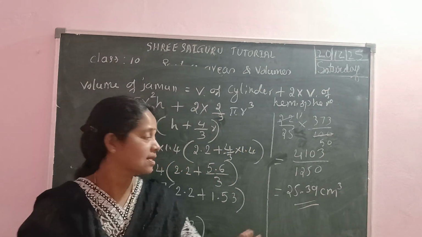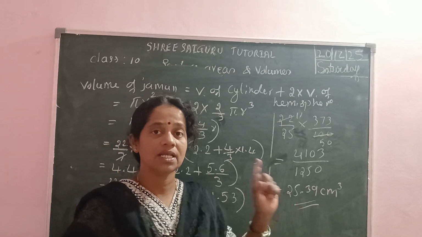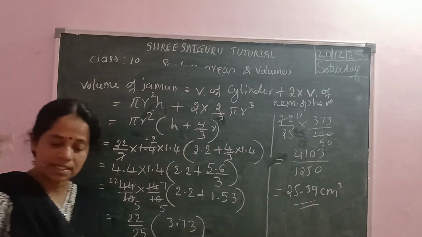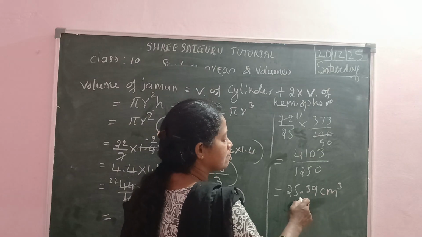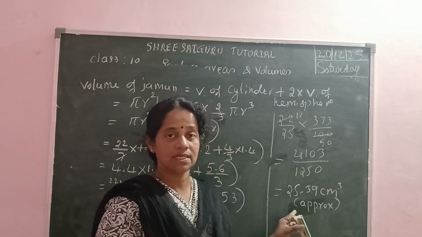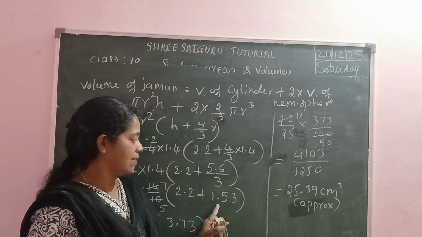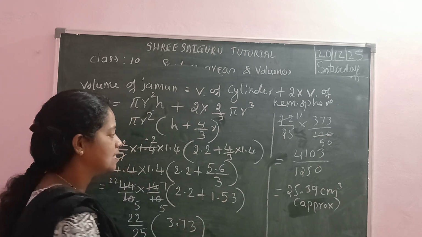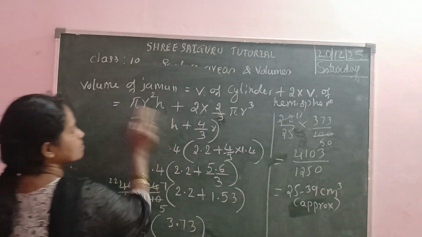What is this? We are not getting the answer here. It is not the answer. This is the volume of the one jamun. So we have to calculate the volume of the 45 jamuns. This is an approximate value, not the exact value, because the value we got is an approximated value. So dear student, this is the volume of the one jamun. So the volume of the 45 jamuns.